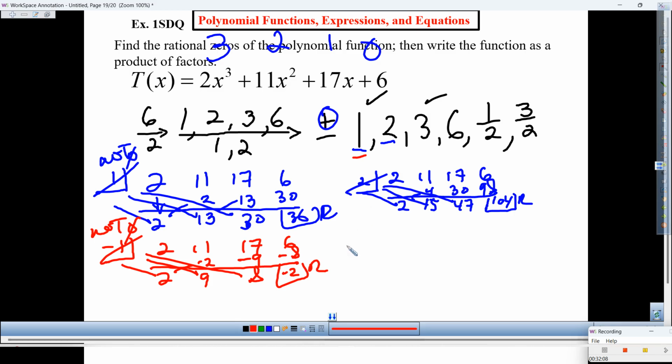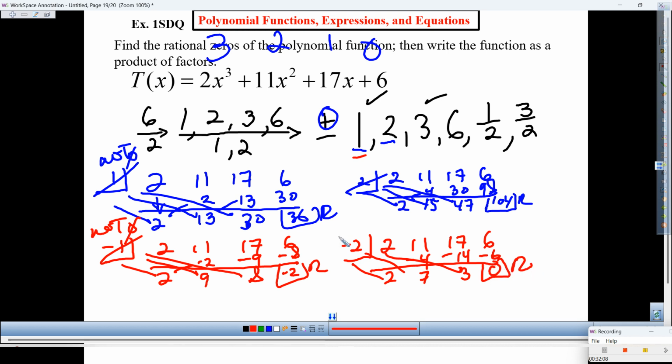Next, negative 2. So, 2, 11, 17, and 6. That's negative 4, 7. That's negative 14, that's 3. That's negative 6, and guess what? This is my 0. Ooh, how about that, Joseph?